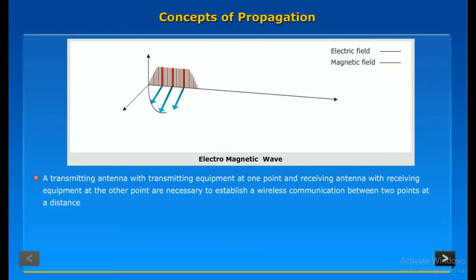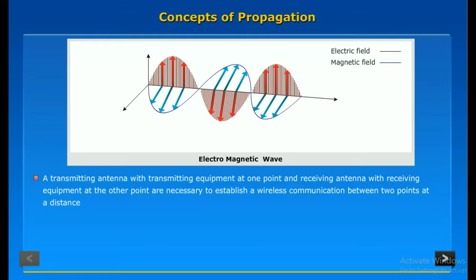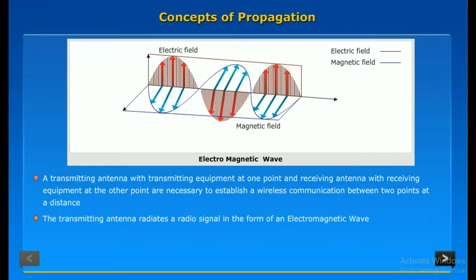A transmitting antenna with transmitting equipment at one point and a receiving antenna with receiving equipment at the other point are necessary to establish a wireless communication between two points at a distance. The transmitting antenna radiates a radio signal in the form of an electromagnetic wave.